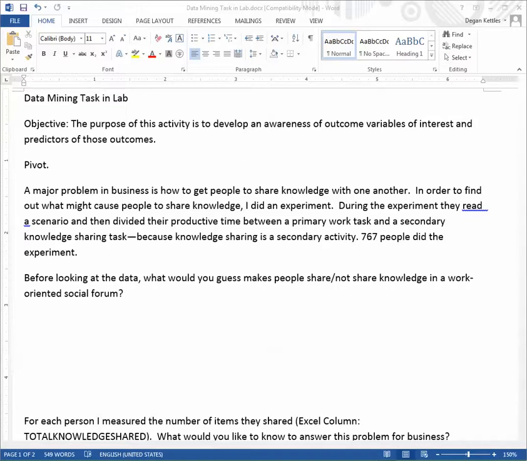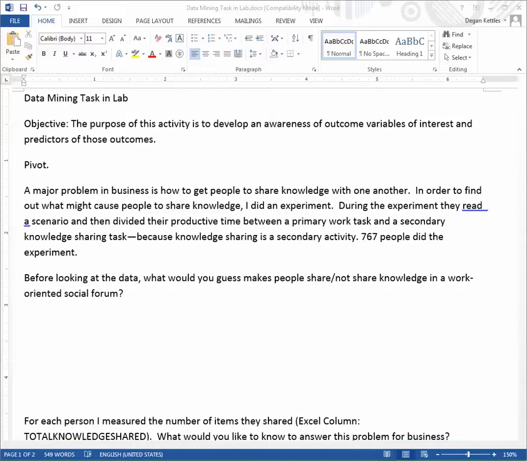So what I want to talk about today is looking at data to find insights related to things happening in an organization. And at one point I collected a whole bunch of data related to an experiment that I conducted. I had 767 people participate in an experiment where I was trying to encourage them to share knowledge.